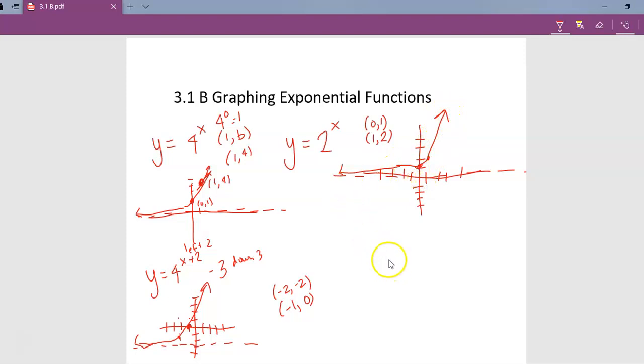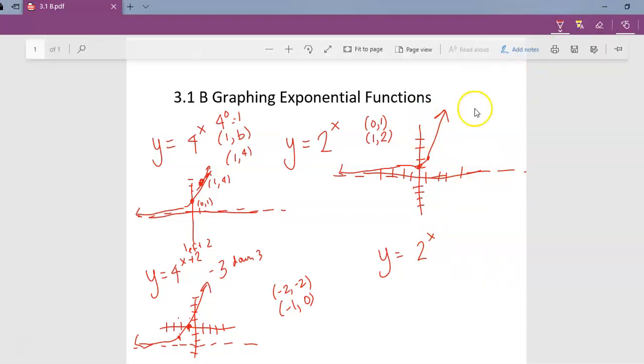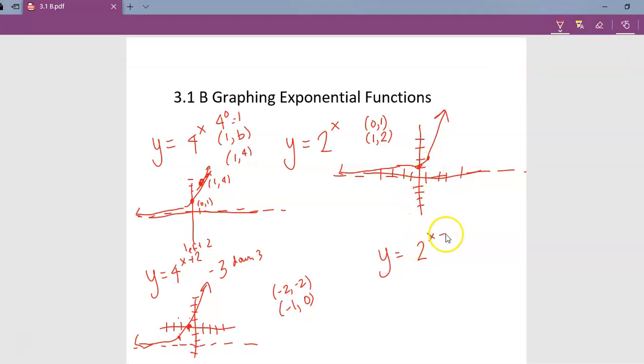Okay, so now if I had y equals 2 to the x plus 2 minus 3, oops, I did the same thing, so let's not do the same thing. So let's instead say x minus 1 and then plus 4. Okay, so now since my base here is 2, this 2 to the x is the parent function that I'm transforming.